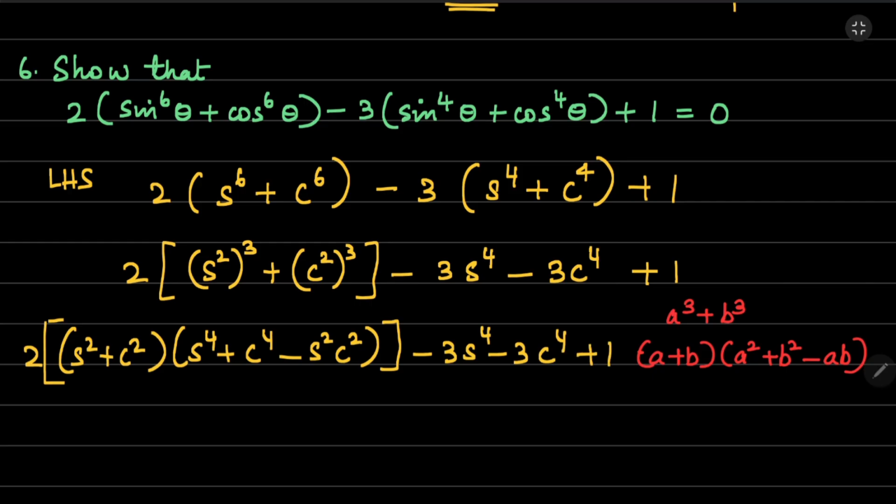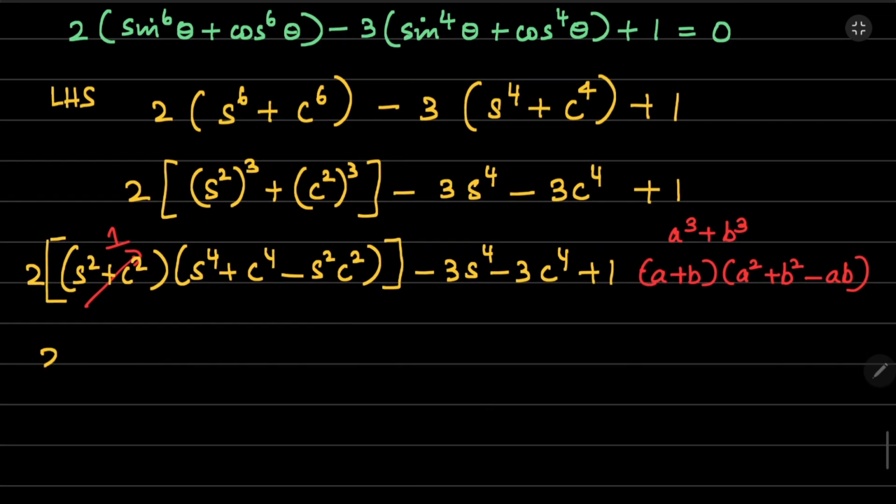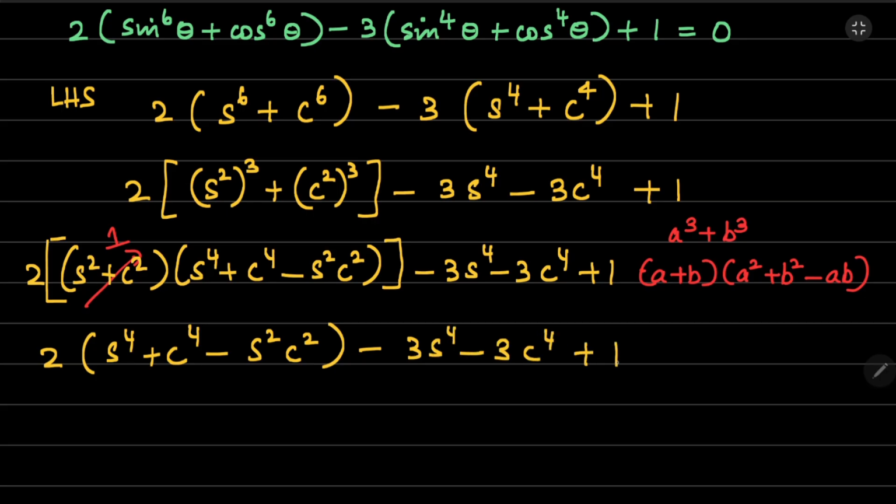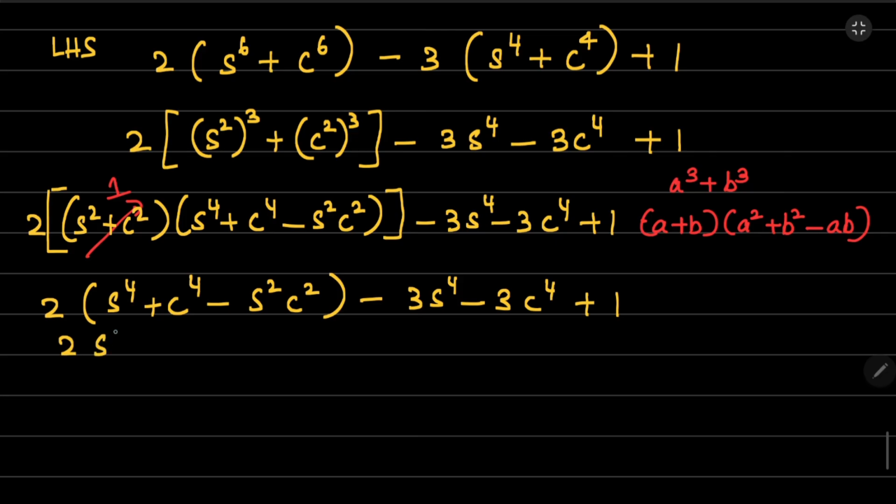What is sine square plus cos square? This is equal to 1. So what do you have? 2 multiplied by sine to the power 4 plus cos to the power 4 minus sine square cos square, minus 3 sine to the power 4 theta minus 3 cos to the power 4 theta plus 1. Open the bracket. So you have 2 sine to the power 4 plus 2 cos to the power 4 theta minus 2 sine square theta cos square theta minus 3 sine to the power 4 theta minus 3 cos to the power 4 theta plus 1.